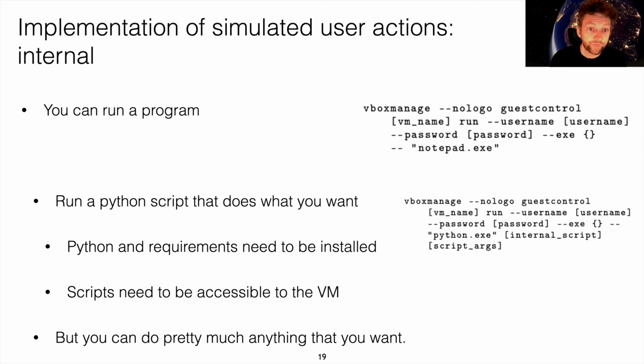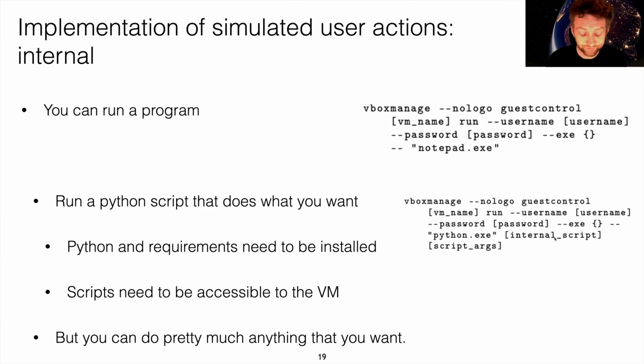In terms of simulating the actual user actions, there's kind of two options here, internal and external essentially. The difference is whether you accept the fact that you're going to run software internally on the virtual machine. So you can use vboxmanage to launch a program inside the VM by providing a username, password, and the program to run, in this case Notepad. But if you can run Notepad, then you could also run, let's say, a Python interpreter, and if you can run Python interpreter, you can run whatever script you want.